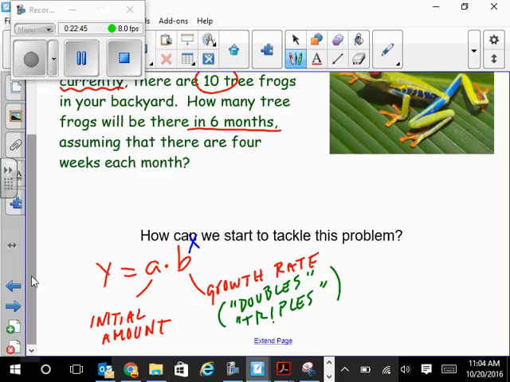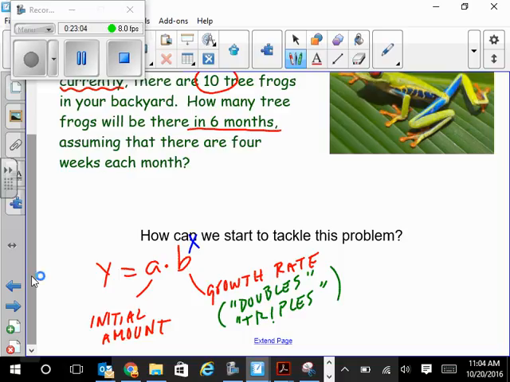What did it start with? I heard it. Say it again. 10. Yeah. Start off with 10 frogs. The puzzle's almost halfway done. What is the growth rate? 2. So 2 is the base on this one. And then I just raise that 2 to the x.